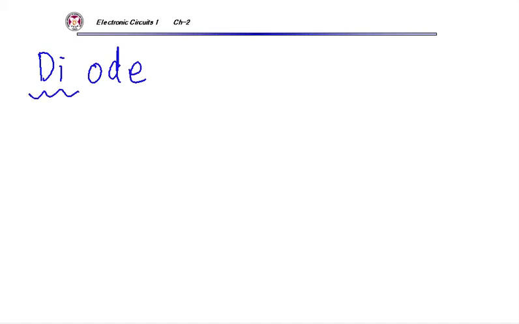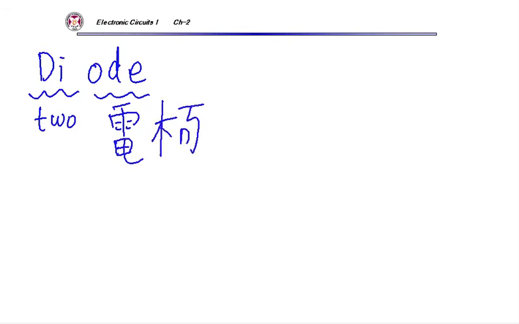Diode means "di" means two. This came from electrode, something like that. This is electrode, so it means two electrode, right? Actually it came from a vacuum tube.